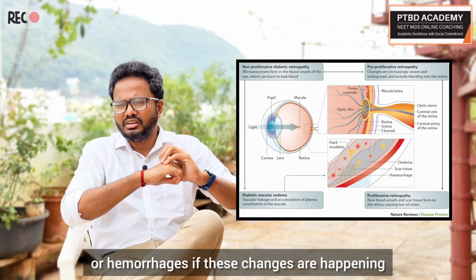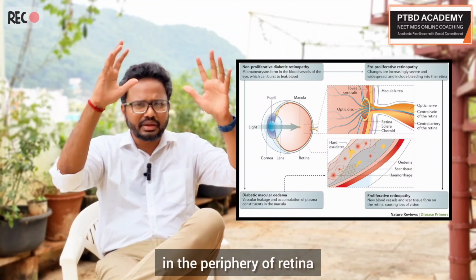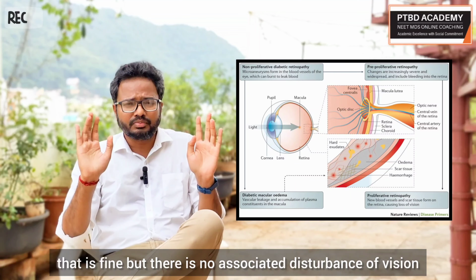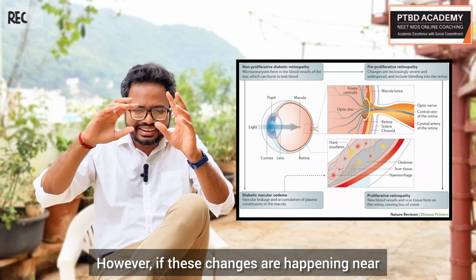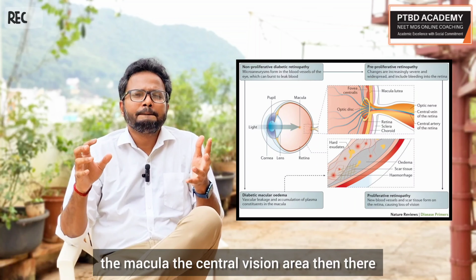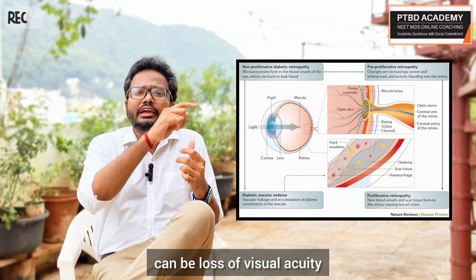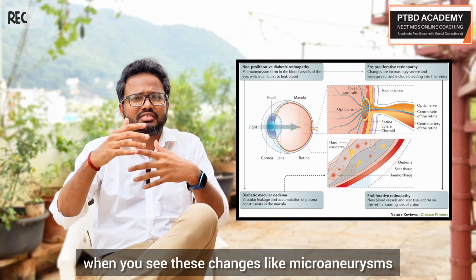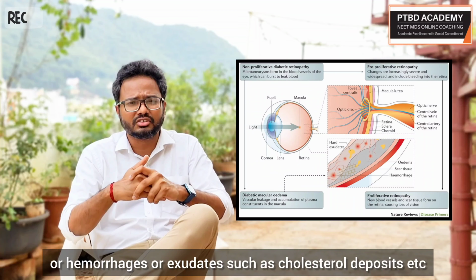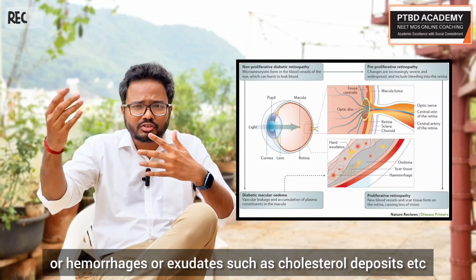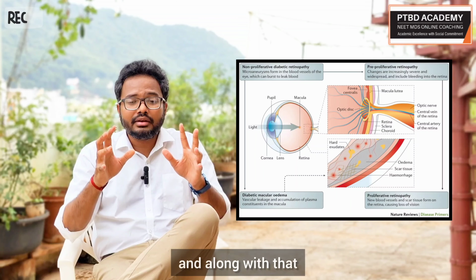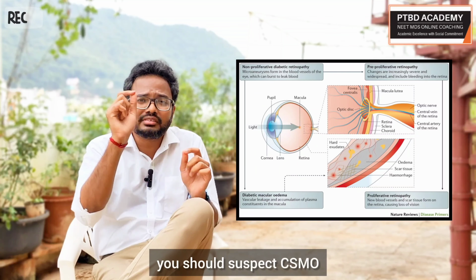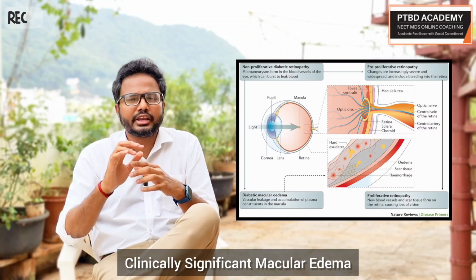Microaneurysms or hemorrhages. If these changes are happening in the periphery of the retina, that's fine, but there is no associated disturbance of vision. However, if these changes are happening near the macula, the central vision area, then there can be loss of visual acuity. So when you do a fundoscopic examination and see changes like microaneurysms, hemorrhages or exudates such as cholesterol deposits, and the patient has complaints of loss of visual acuity, you should suspect CSMO, clinically significant macular edema.